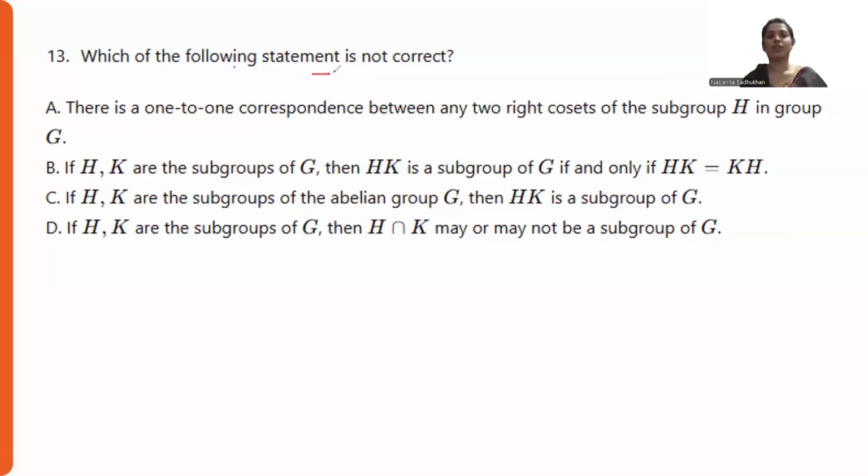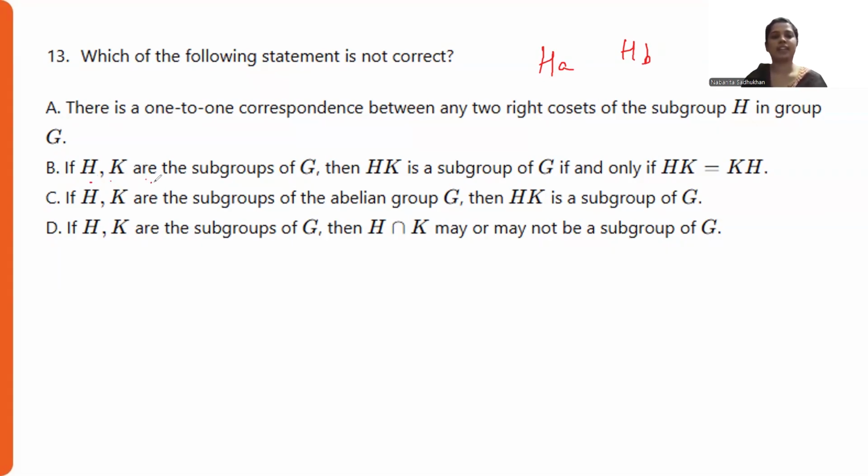Okay, now you have to show which of the following statements is not correct, okay? The first statement says that there is a 1-1 correspondence between any two right cosets of the subgroup H in group G. So for a subgroup H, suppose we are having the right cosets He and Hp, and they are saying that we are going to get a 1-1 correspondence between them for any two right cosets.